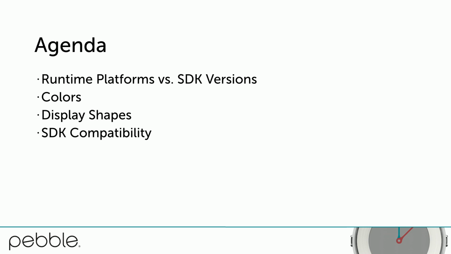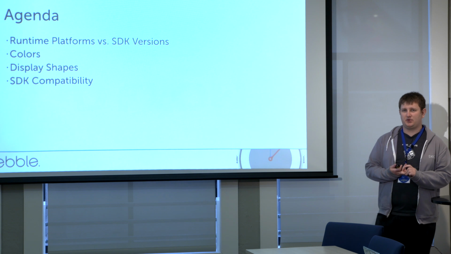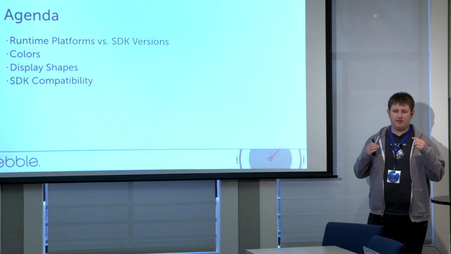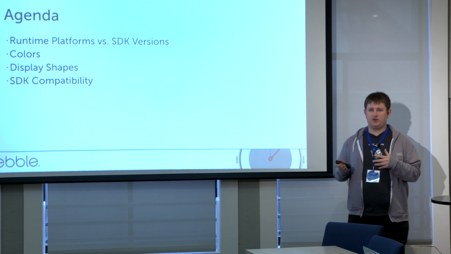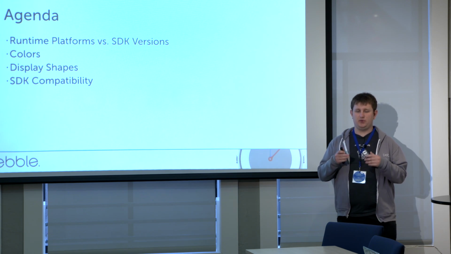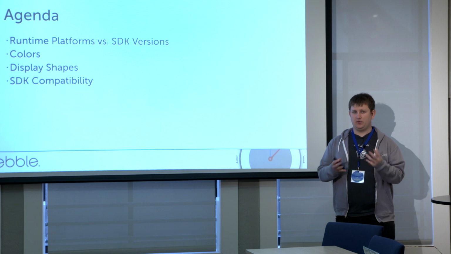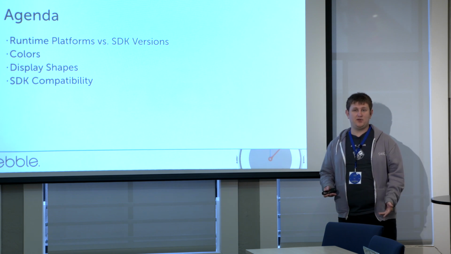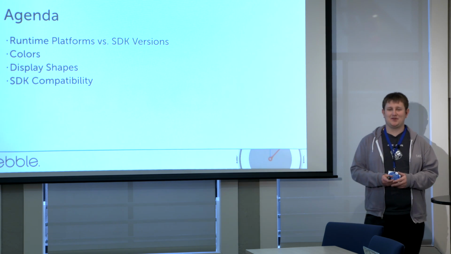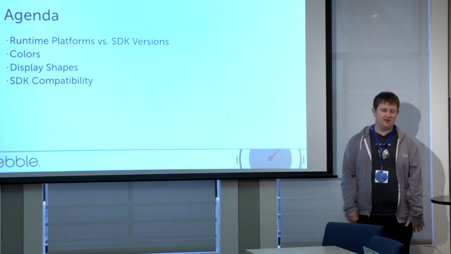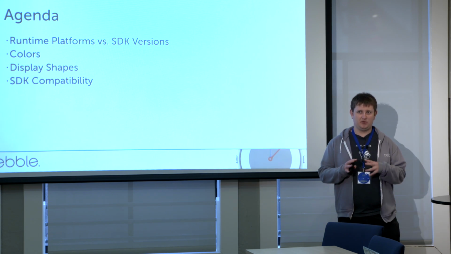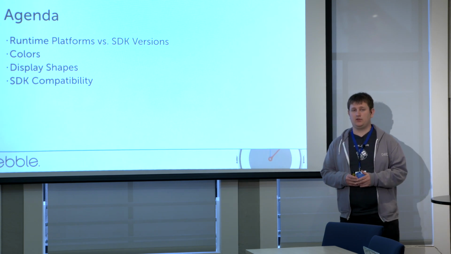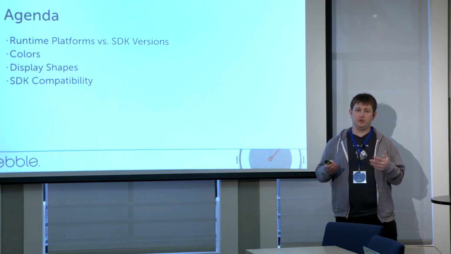So today's agenda for this talk is, first I'm going to talk about the difference between runtime platforms and SDK versions. I'm going to talk about the differences in color support between all the platforms and how you can best organize your code to maximize code reuse across those platforms. And similarly for display shapes, with the introduction of Pebble Time Round, we now have a round display shape. So we'll talk about how to organize your code to work within multiple display shapes as well. And then lastly, we'll talk about SDK compatibility. This is, again, trying to maximize reuse of code in the context of multiple versions of the SDK.